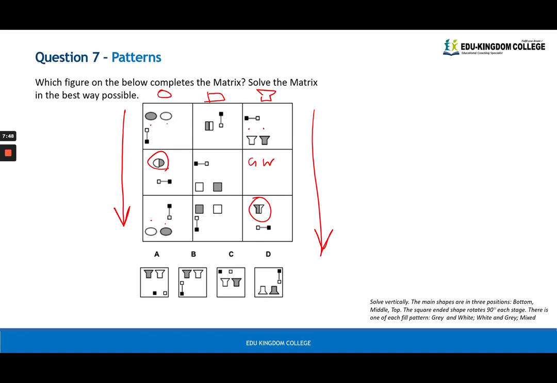So grey white, you can cancel out C and D, which are white grey. Now between A and B, it's an easy pick. It's B, right? Because you need a line between the square-ended line thing. You can see that the line thing is actually moving anti-clockwise 90 degrees each time. So you want it to be upright like this with the black thing on the bottom. So that's why B is confirmed as our answer.